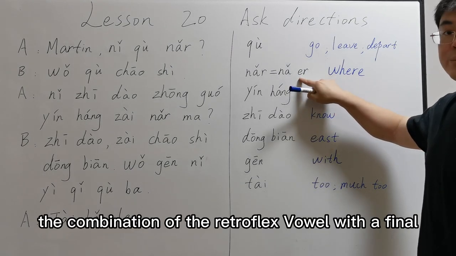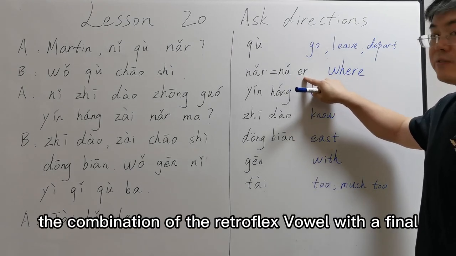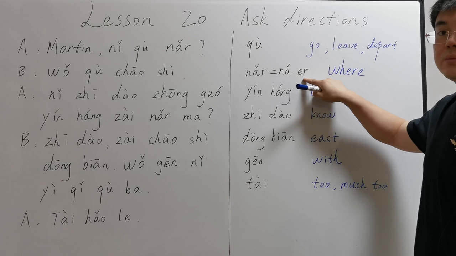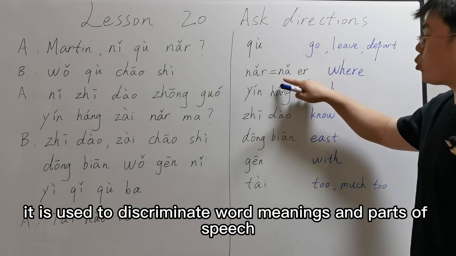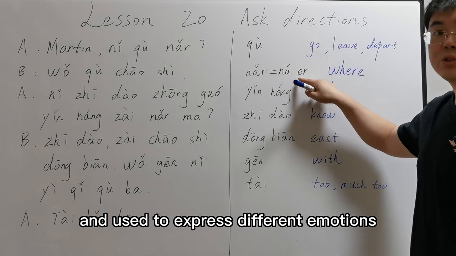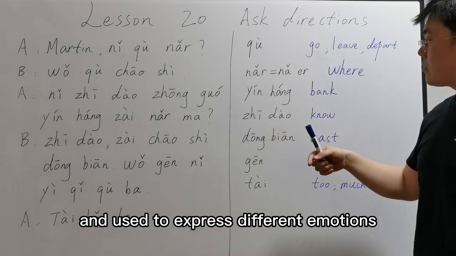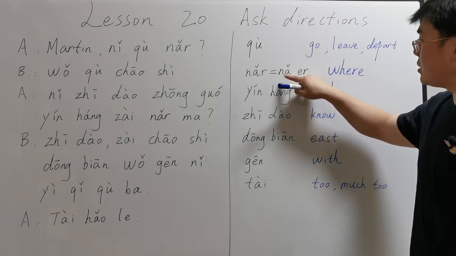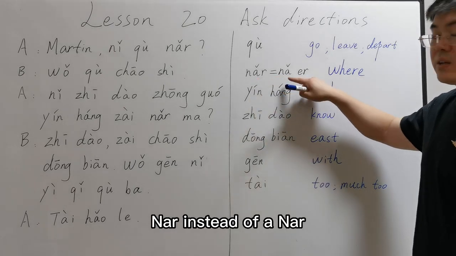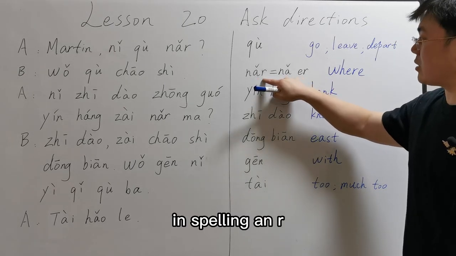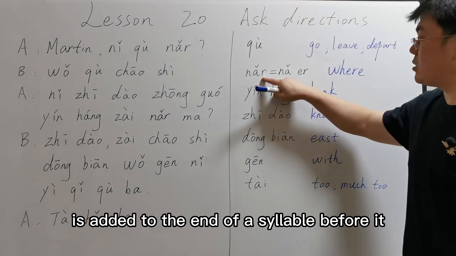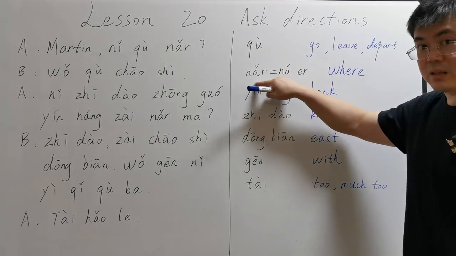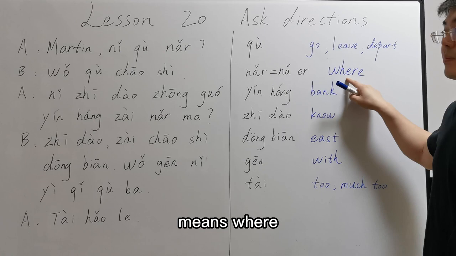The combination of the retroflex vowel with the final is called R Hua. It is used to discriminate word meanings and parts of speech, and used to express different emotions. The R at the end is pronounced together with the syllable before it. Nar, nar. In spelling, an R is added to the end of the syllable before it. Nar, third tone, means where.